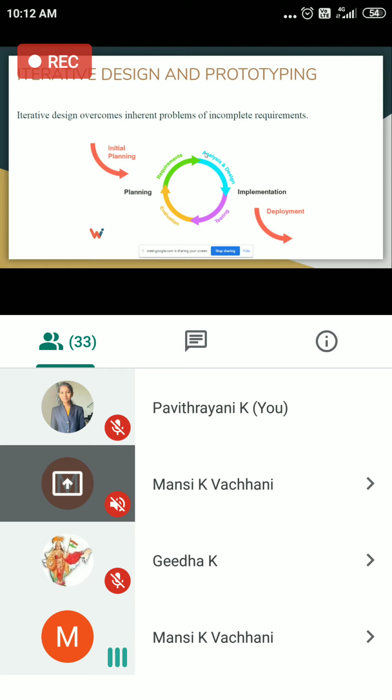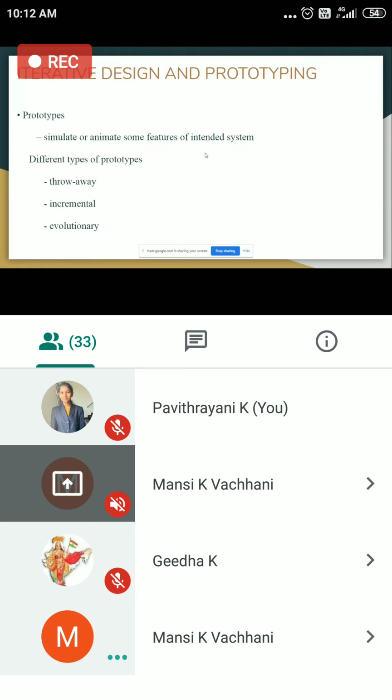In the initial planning, the requirements are specified, then analysis is done and the design is created, then it is implemented, then deployed, then testing and evaluation are done. So this is the iterative design. After one iteration, it will start again. This iteration will go on until the requirements are satisfied.